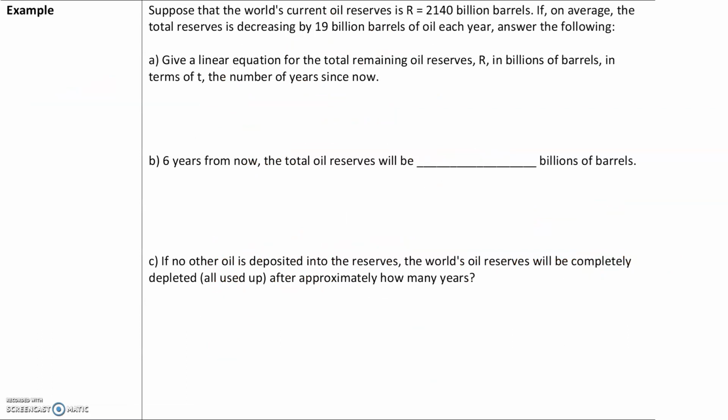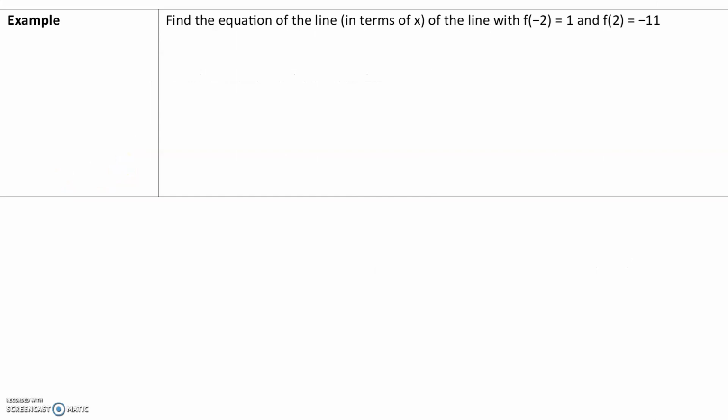Okay, so this next example, we will do this one in class. Let's take a look at the next one.